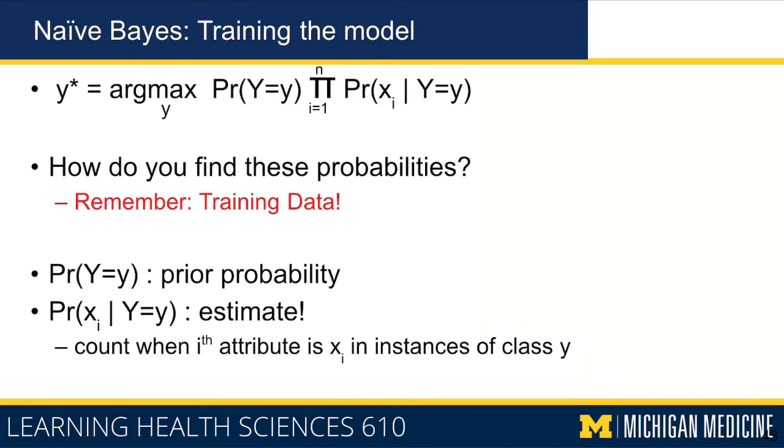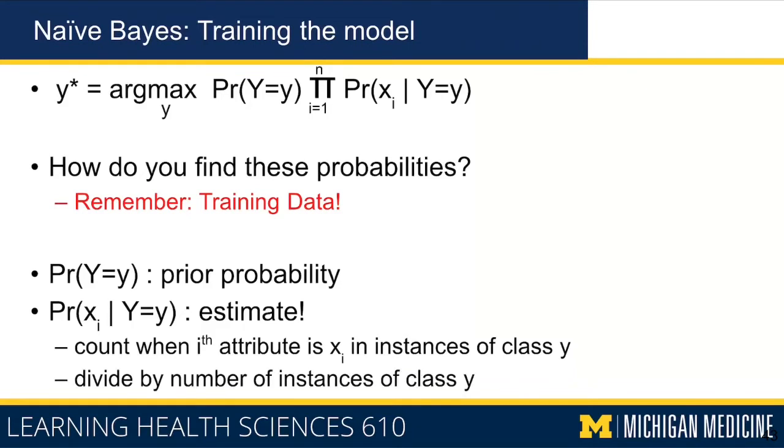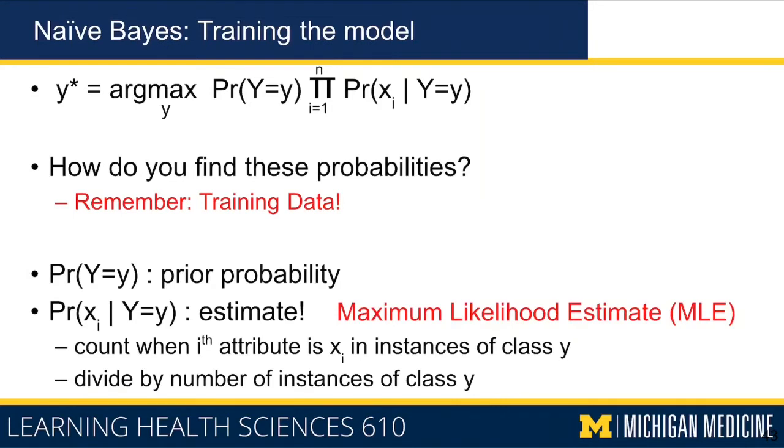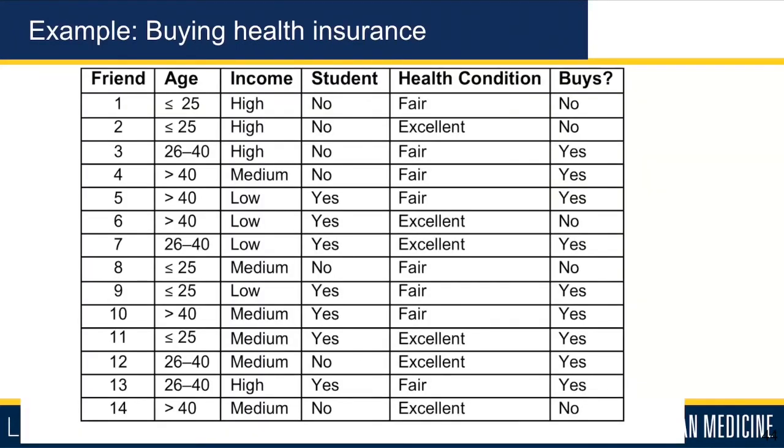You basically count all the instances where the ith attribute is xi in all the instances of class y, which means if you have 100 instances overall, 70 of them are class A and 30 are class B, then probability of first class y equal to A is 0.7, right? And probability of class B is 0.3. And then for estimating the second likelihood feature, of the 70 people who are in class A, find out how many have a particular feature and have a particular value in that feature. Okay. And basically you count that number, divide by the number of instances of class y, that means 70 in our case, and that will be your estimate. So this is called maximum likelihood estimation, and let's take an example.